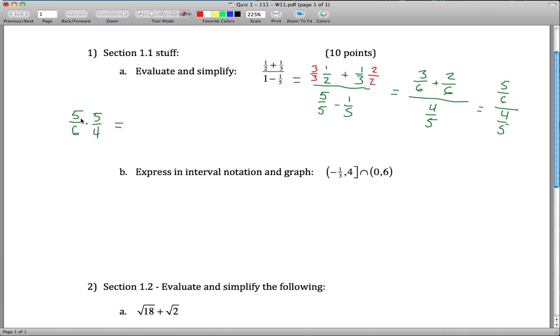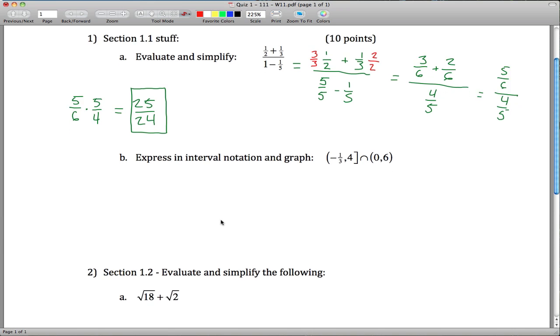And now we just need to figure out what this is. Let's see, multiplying fractions. 5 times 5 is 25. 6 times 4 is 24. And that there is our answer. Put a box around it or something if you want. All right, moving on. Part B.